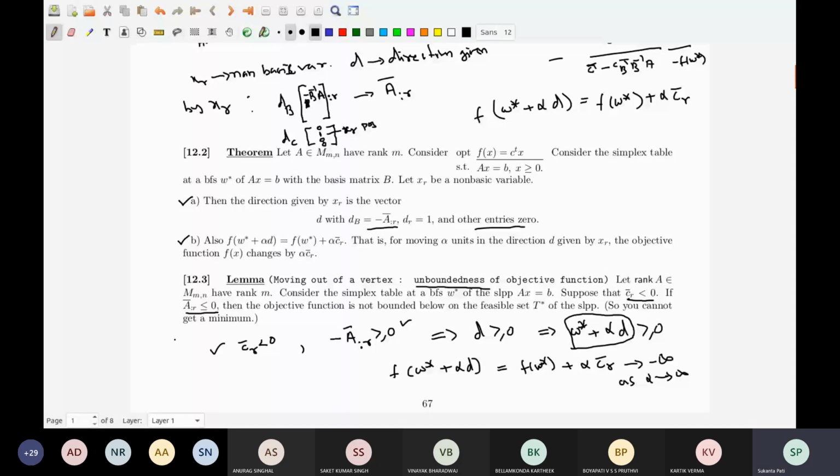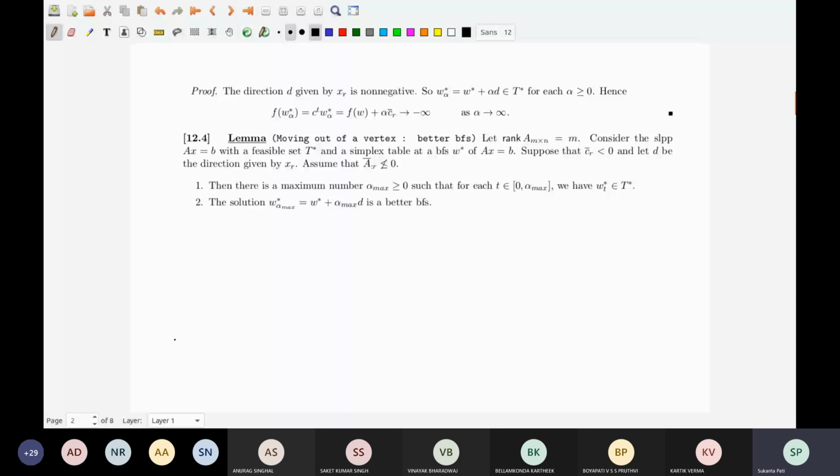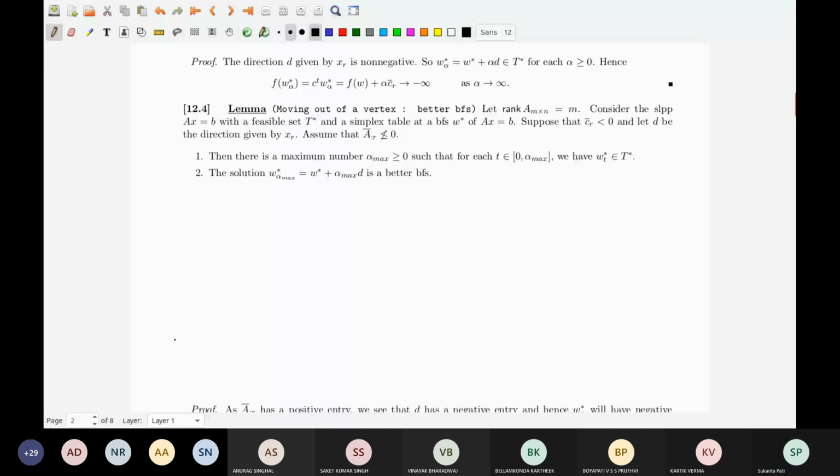Now, what happens? Suppose that the rth column of A bar has some positive entries. In that case, what do you want to do? Since it has some positive entry, I want to move from W star in the direction of D as much as possible.